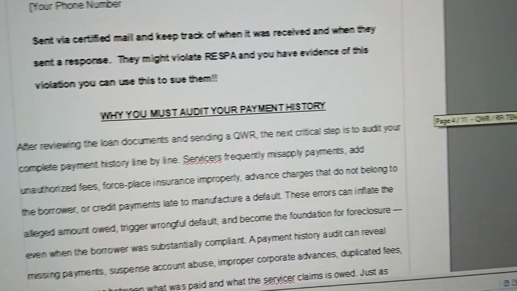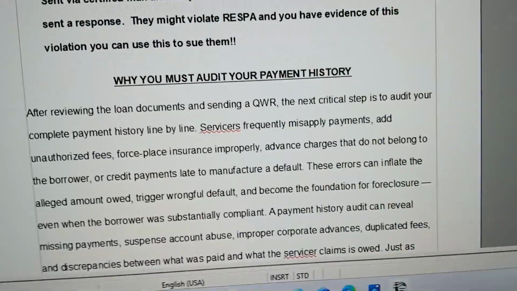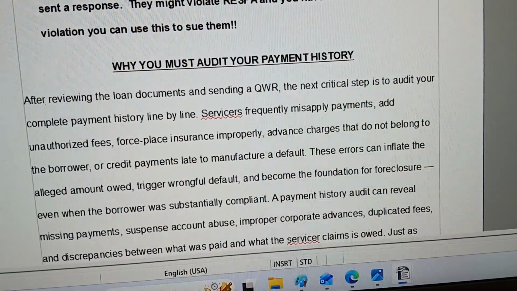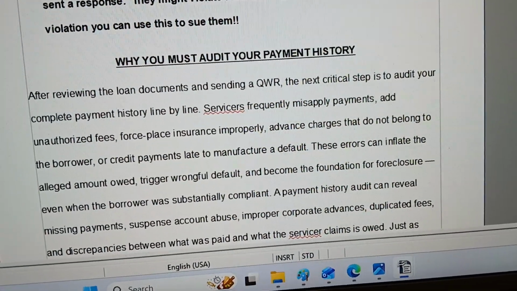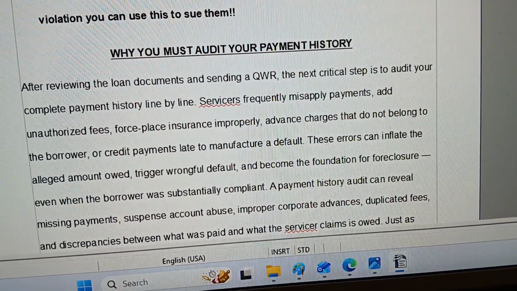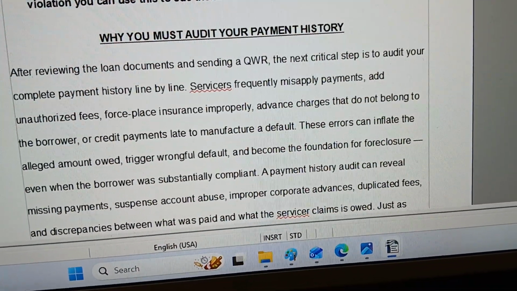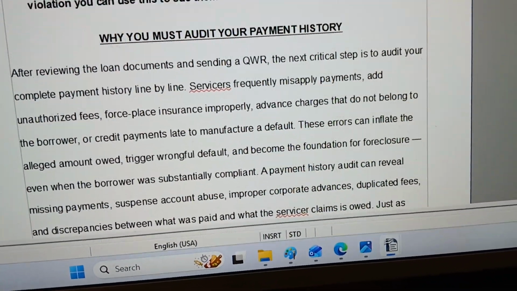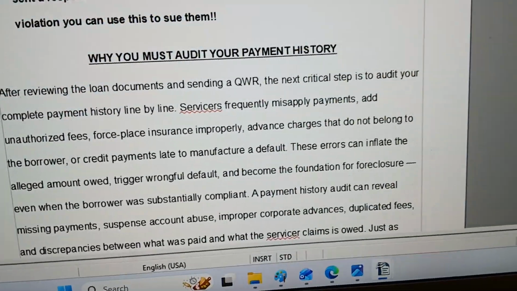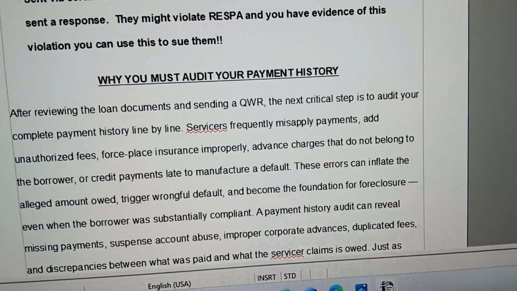And then the next thing you want to think about is why you must audit your payment history. After reviewing the loan documents and sending the QWR, the next critical step is to audit your complete payment history line by line. Servicers frequently misapply payments, add unauthorized fees, put force-placed insurance on improperly, advance charges that do not belong to the borrower, or credit payments late to manufacture a default. These errors can inflate the alleged amount owed, trigger wrongful default, and become the foundation for foreclosure even when the borrower was substantially compliant.